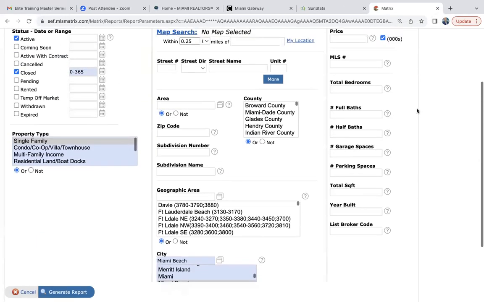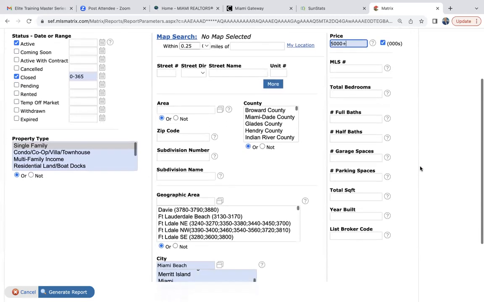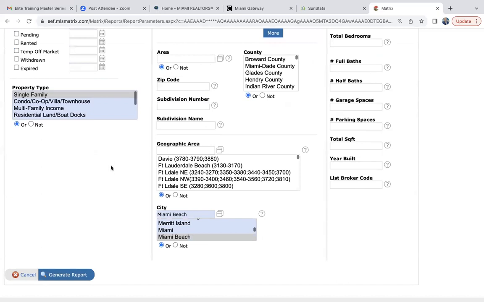All right, we're going to go ahead and close this out, and I want to make a minor adjustment. Let's say that you work the luxury market in Miami Beach, and you want to know this same report for properties over $5 million. Then you're going to go to price right here, and you're going to put in 5,000 plus, and that equals 5 million or more. And we're going to go ahead and just click on generate report.